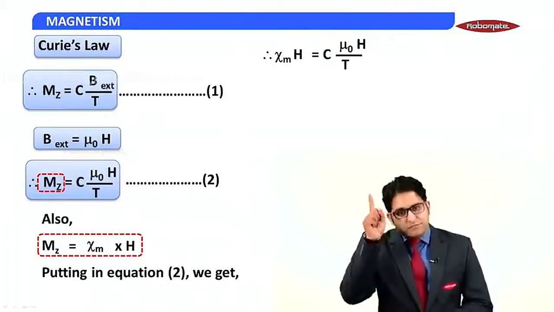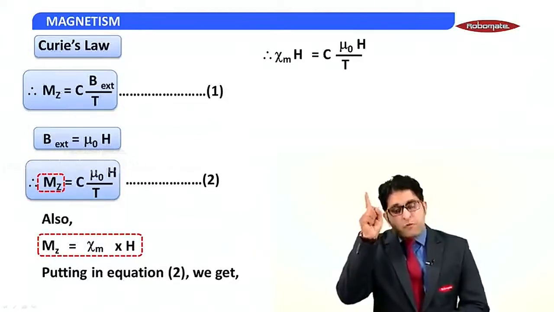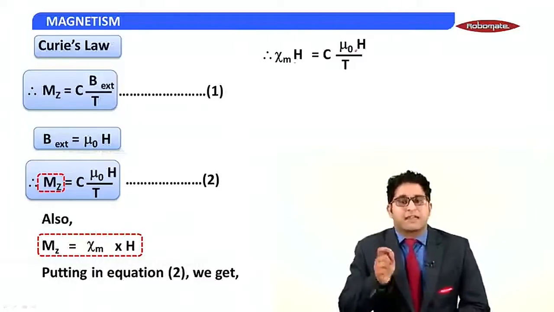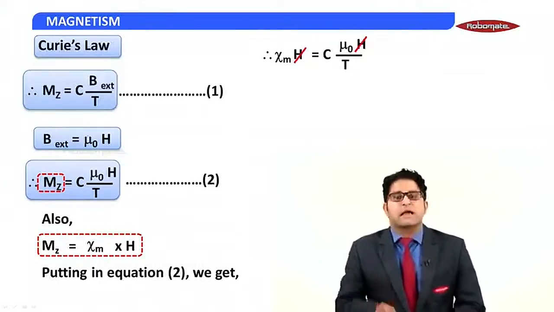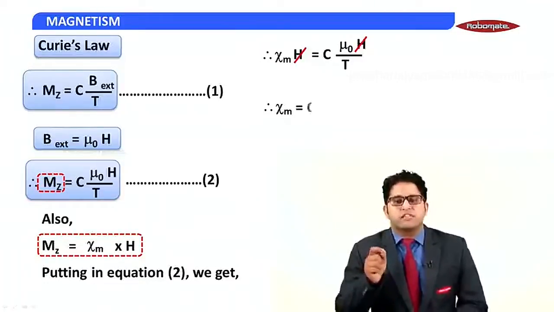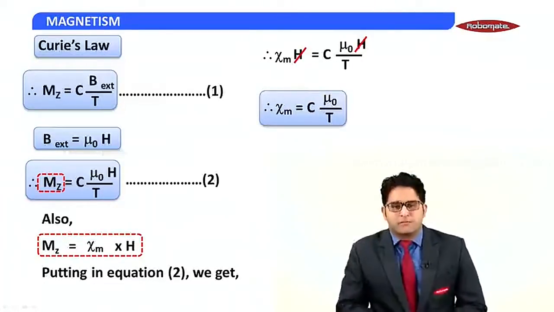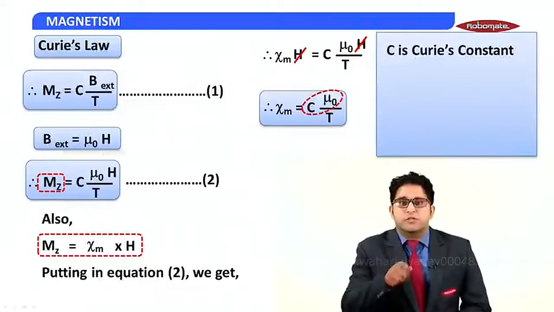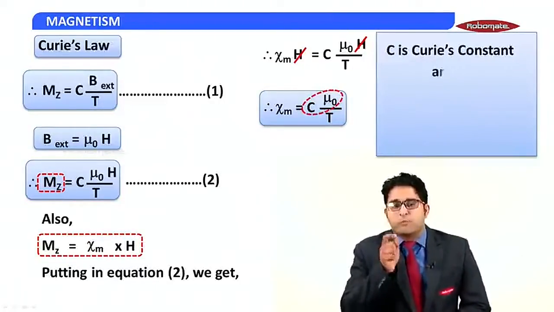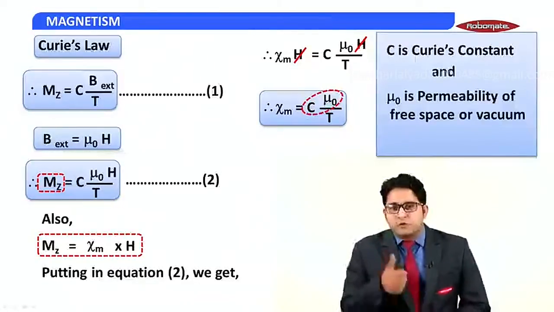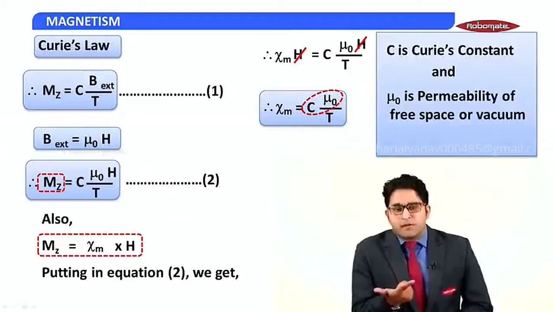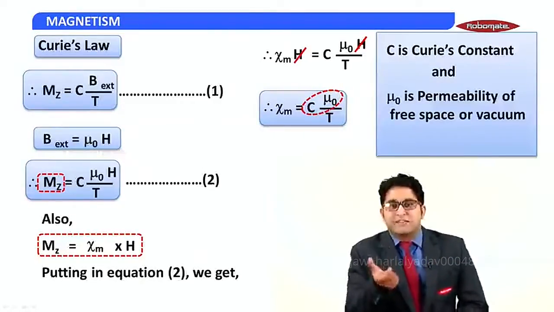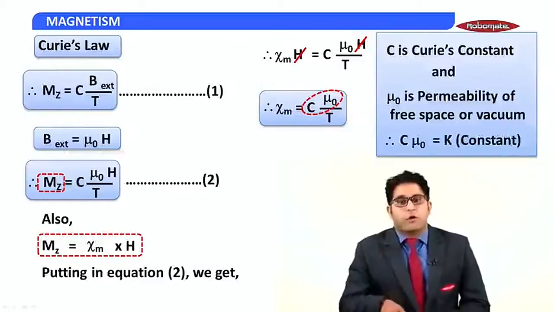Now see this equation carefully. Which term is in common? Yes, capital H is in common, so I can cancel out this H. What will I get? I'll get xi m is equal to C into mu naught upon capital T. Now see this section, C into mu naught. What is C? C is Curie's constant. What is mu naught? Mu naught is the permeability of free space. So both of them are constant, so I can say that their product, C into mu naught, will also be constant.